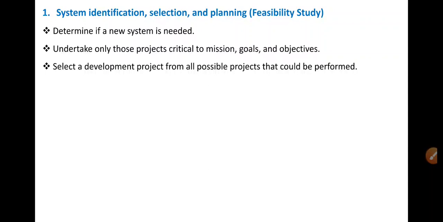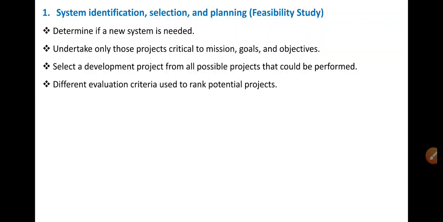And then, if that information system is suitable to the company's mission, goals and objectives, he may go for selecting and developing a project from all possible projects that could be performed in the organization. And lastly, you can go for different evaluation criteria, which are used to rank potential projects.